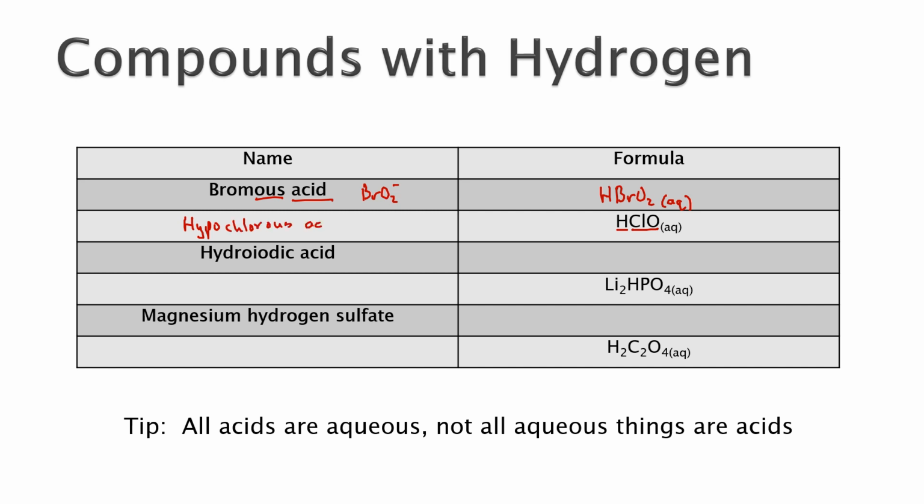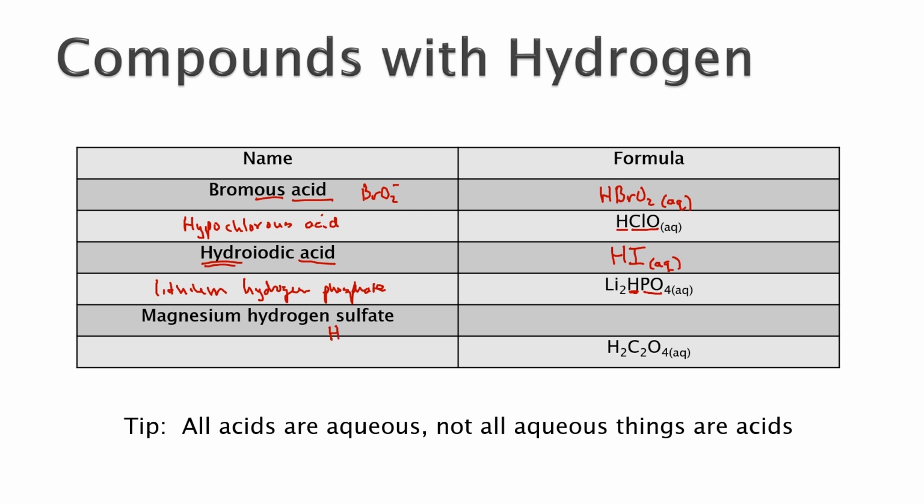So this is going to be hypochlorous acid. All right, hydroiodic acid. So hydro means it's binary, and iodic means the other one is going to be iodine. And then since it's an acid, AQ. Li2HPO4. You can see there's 1 hydrogen there with the phosphate. So this is hydrogen phosphate, and the positively charged ion is lithium hydrogen phosphate.